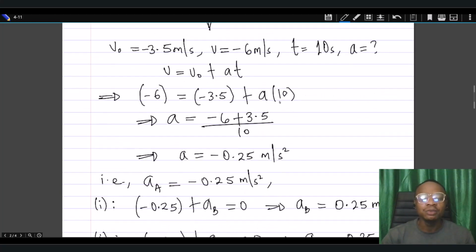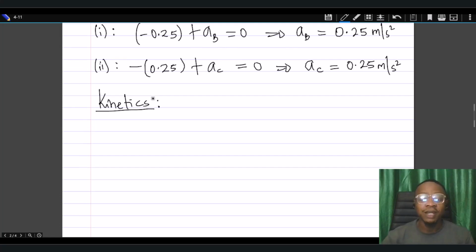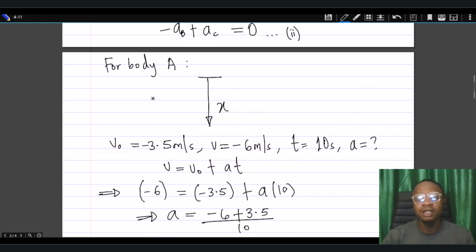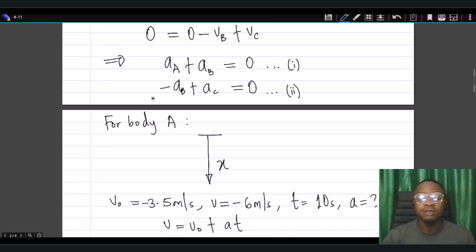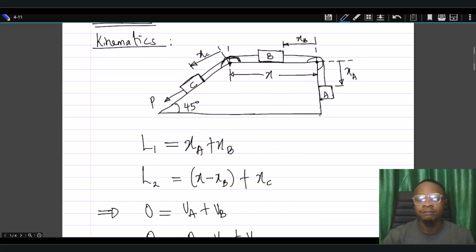Okay, so we will now keep this result and get into the kinetics of the problem so that we will now finally obtain the value of the force P. So that should be quite easy now. What do we do? We draw the free body diagrams for each of the bodies in the system. So I will start with body A, draw its free body diagram.